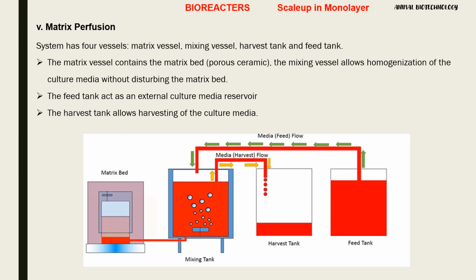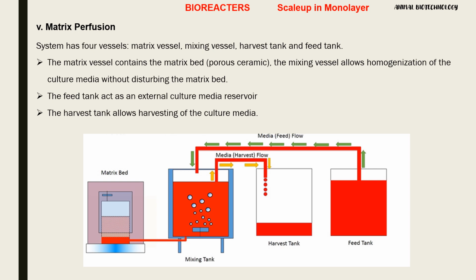The matrix perfusion culture. This type of bioreactor is designed in such a way that there is a continuous supply of nutrients and the spent and harvest media can be collected without disturbing the monolayer. It is designed in such a way that it consists of four vessels: the matrix vessel, the mixing vessel, harvest tank, and feed tank, as shown in the figure below.